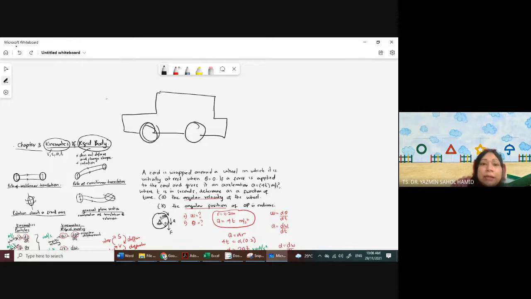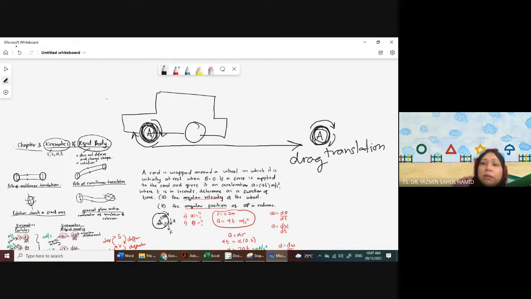Kan wheel tayar ni apa yang berlaku? Pertama dia translate, betul tak? Translate ni macam dia drag. Dia ada perkataan drag sikit. Tayar ni dia drag. Let's say tayar A ni kan. Satu dia drag, dia translate. Okay. Dia translation lah. Lagi satu apa berlaku kat tayar tu? Apa berlaku kat dia?